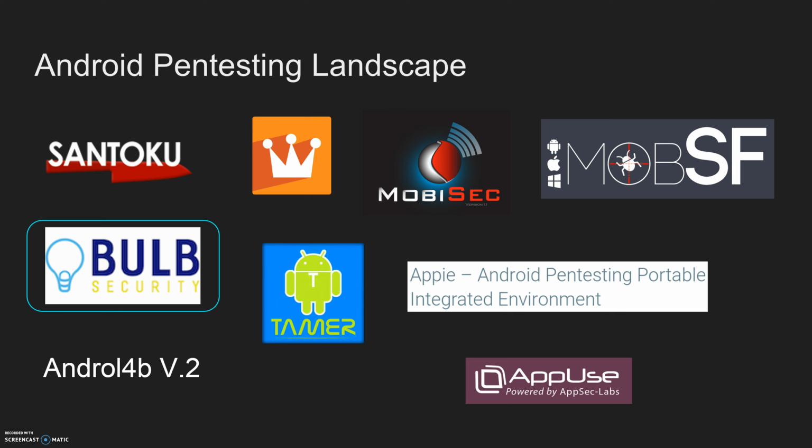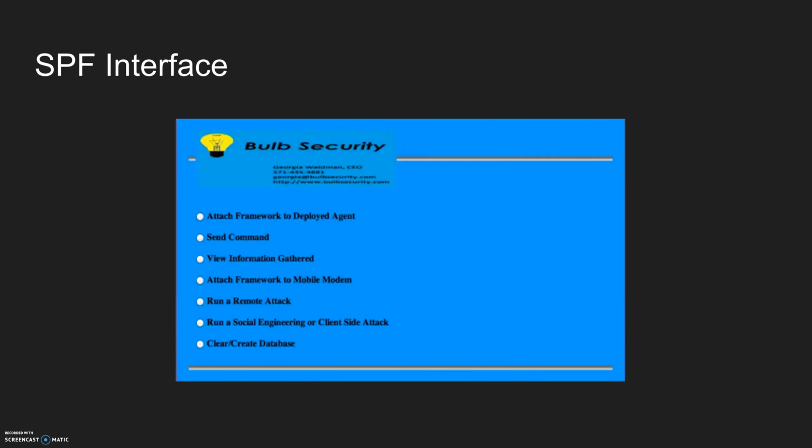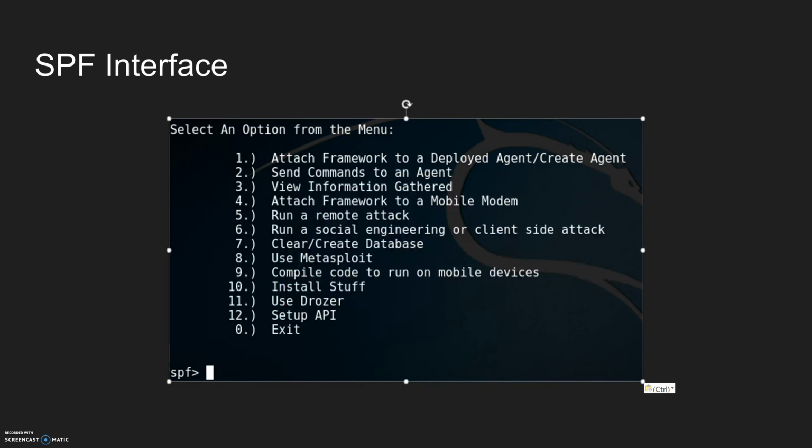Santoku's like Kali, but for Android. MobiSec is developed by a company, so it's proprietary, but the one we want to focus on today is called SPF, made by Bulb Security. And here's SPF's gorgeous GUI interface. Here, that's better. This is SPF's console interface from Kali Linux. There's still a lot of options though, so we're here today to help you make sense of them.